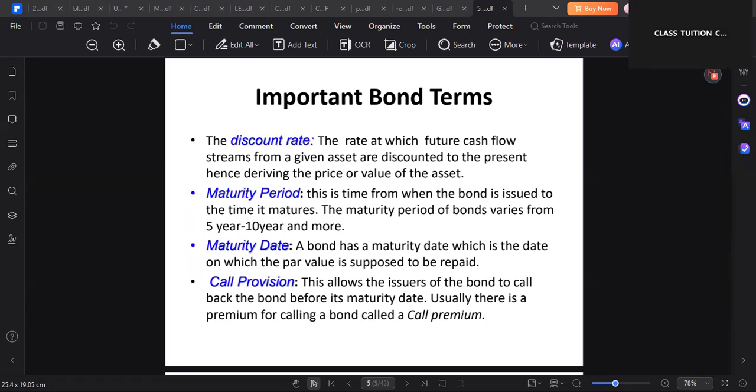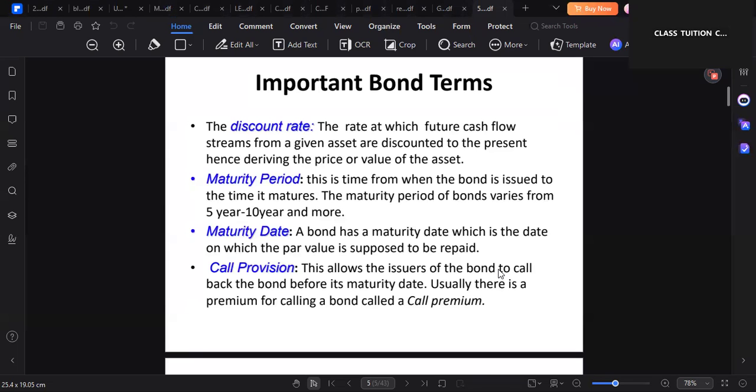So if it's a 10-year bond issued after 2 years, the maturity period is what? 8 years. We also have what is called a call provision. It's what allows the issuer to buy back the bond before maturity. And when this happens, the investor usually gets what is called a call premium. So these are key terms that we need to know.